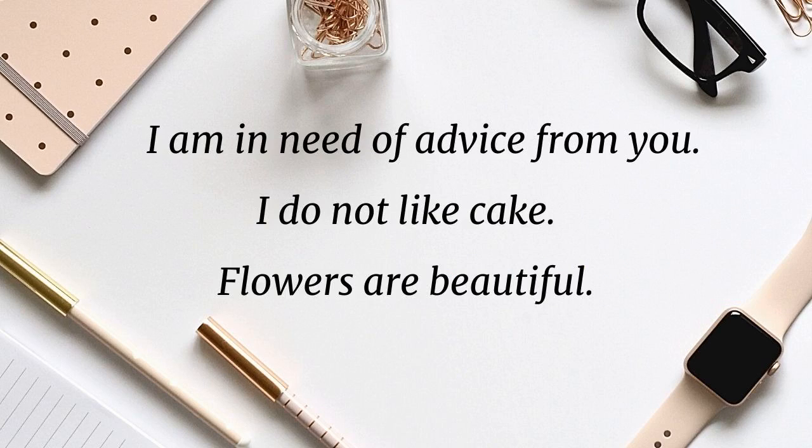I am in need of advice from you. In this sentence, we don't specify what kind of advice we are seeking for. It is said generally. Flowers are beautiful. In this example, flowers is a countable plural noun. But here, it gives the meaning of all flowers in general. So, we don't use an article with it.